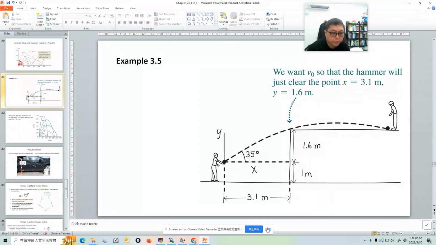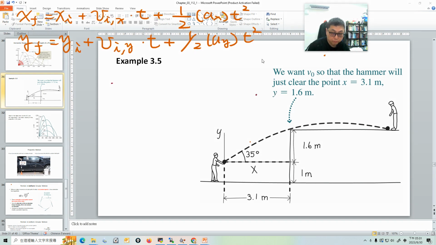Hello everyone. This video is the second part of the projectile motion example. In the last video we already solved for the initial velocity of the object, the minimum velocity you need to pass the barrier. The answer is V equals 11.13 meters per second.